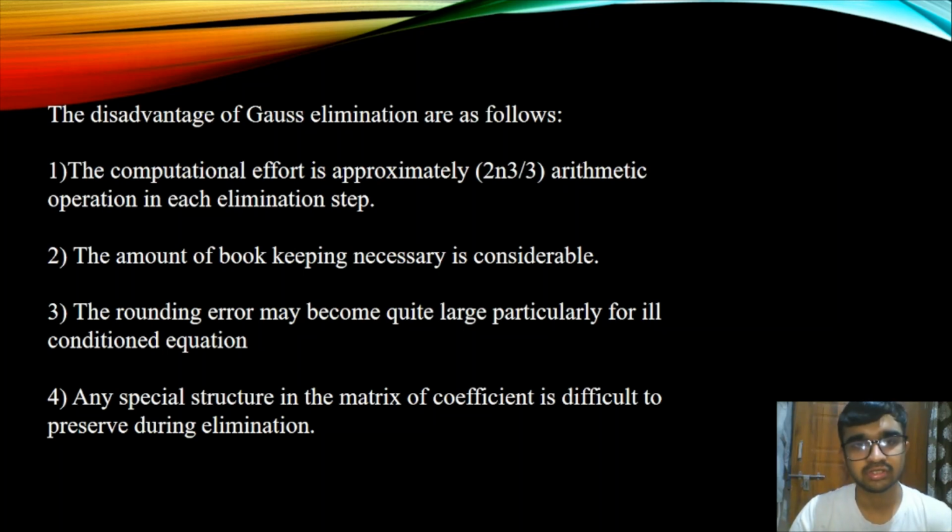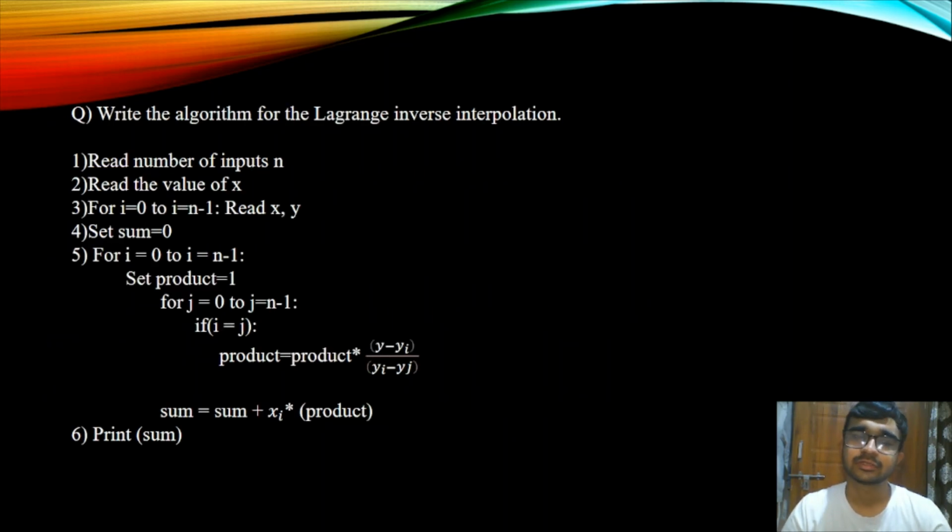Now we will talk about the disadvantages of the Gauss elimination method. First, the computational effort is approximately 2n^3/3 arithmetic operations in each elimination step. The second is that the amount of bookkeeping necessary is considerable. Third, the rounding error may become quite large, particularly for ill-conditioned equations. And lastly, any special structure in the matrix of coefficients is difficult to preserve during elimination. These are the disadvantages of Gauss elimination.